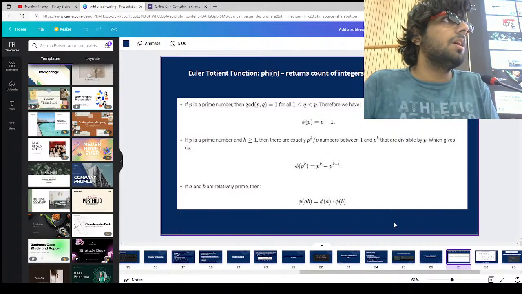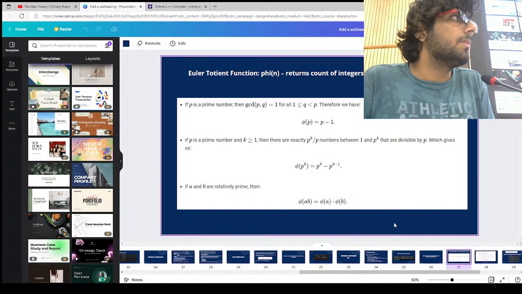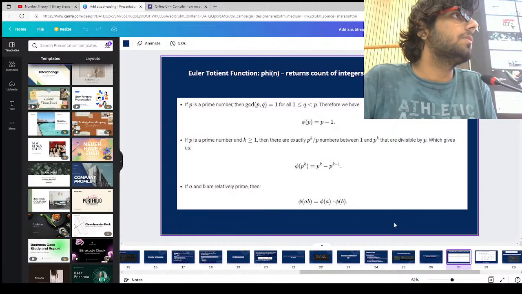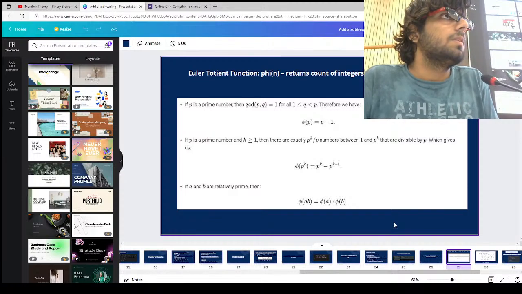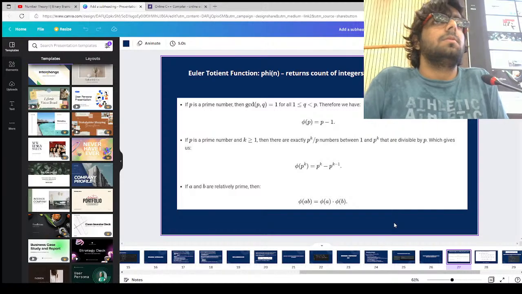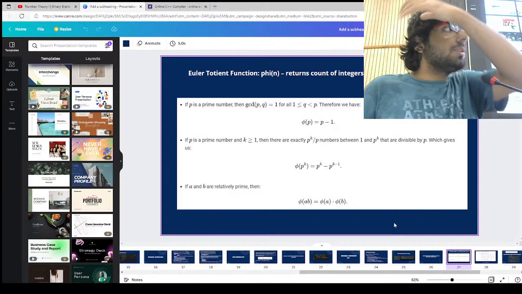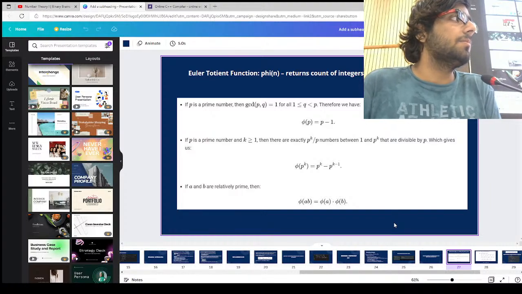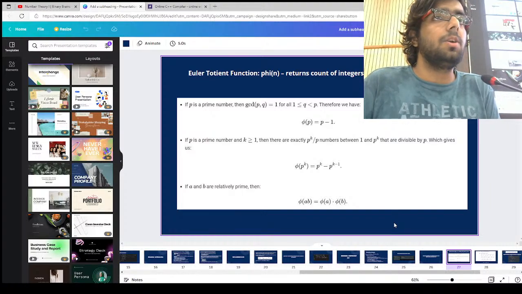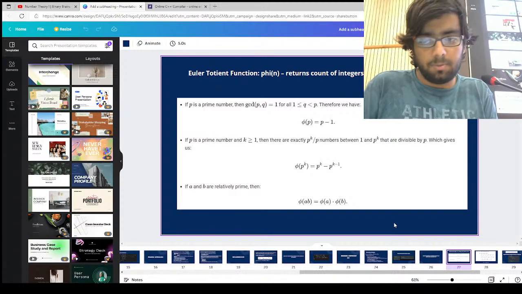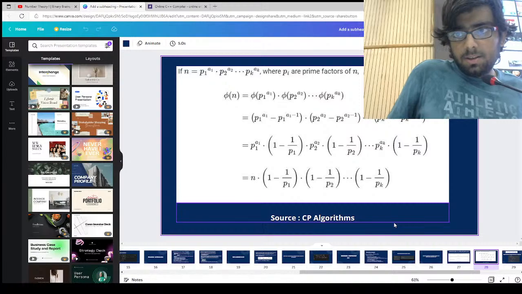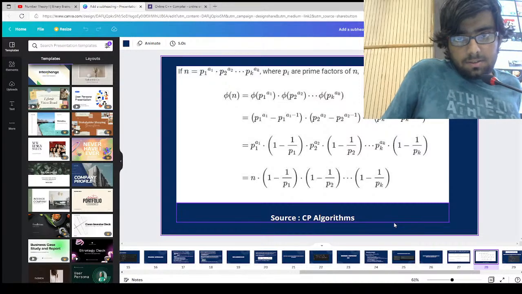Can anyone tell how, if a and b are co-prime? Yeah, so they would both have different primes, so all of the factors will get multiplied and we will get the same thing. Phi(a into b) is phi(a) into phi(b) for a, b co-prime. Yeah, this is the relation.